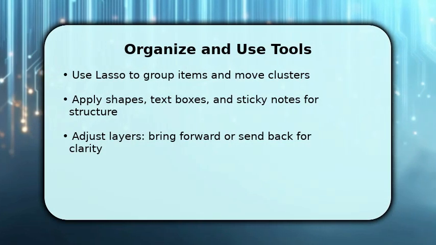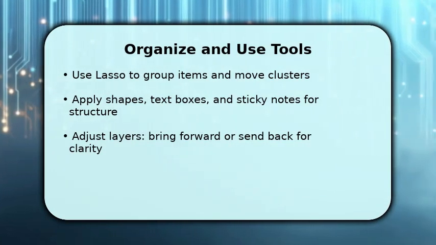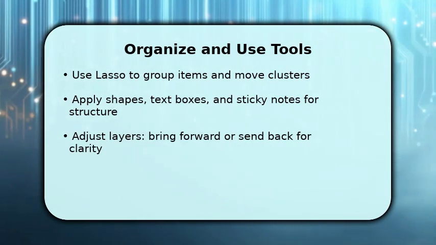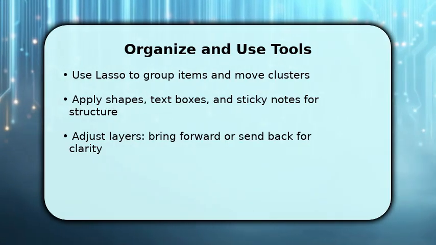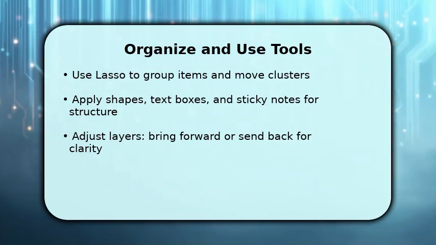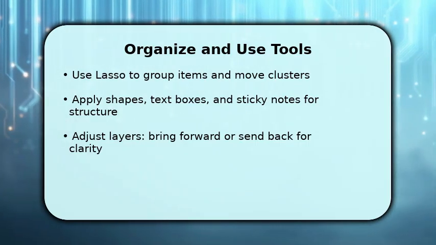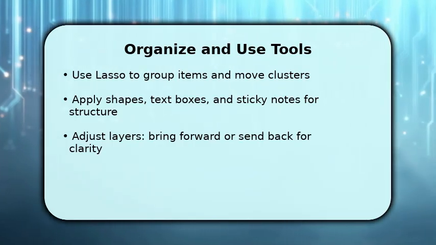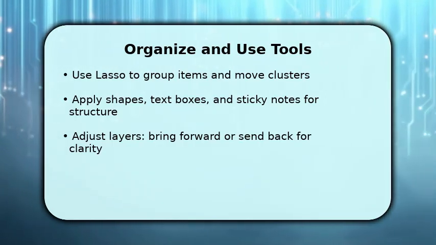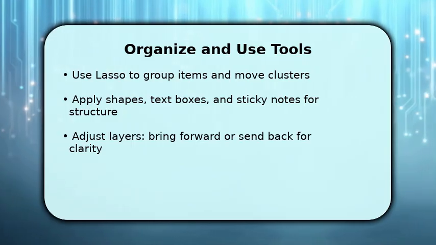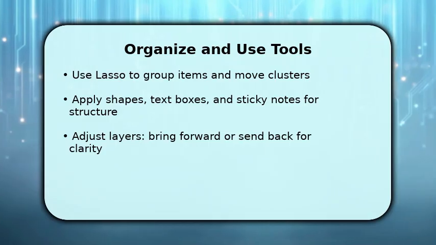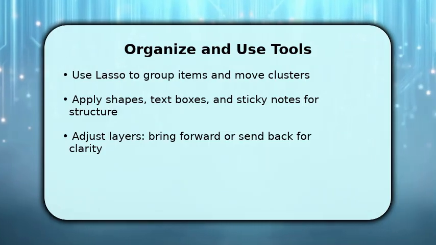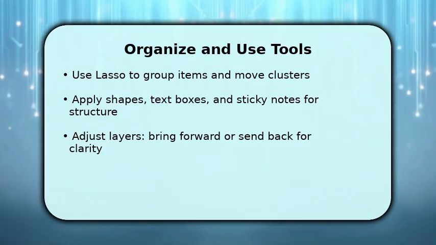Now organize the canvas for clarity. You'll draw rough layouts with pens, then convert lines to shapes or use the Shape tool for neat geometry. Use the lasso to select multiple elements, group them, and move clusters. This saves repositioning time. Add text boxes for titles and sticky notes for quick ideas, then arrange layers by bringing forward or sending back to avoid overlaps. Once grouped, lock sections you won't edit so accidental taps won't move them.